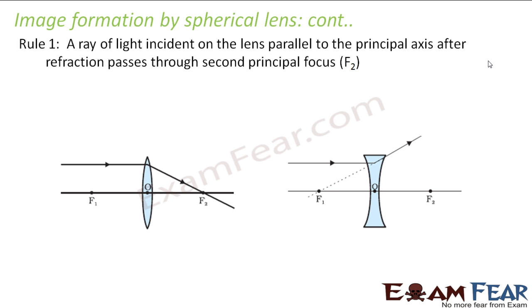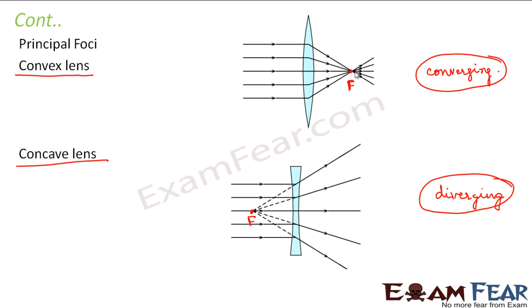So here comes the first rule. It says that a ray of light incident on the lens parallel to the principal axis after refraction passes through the second principal focus. Now from where did we get the second principal focus? This is again another interesting thing. So let us again go back to the previous slide.